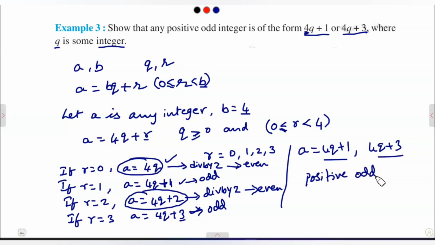So here comes the proof of odd integers according to Euclid's division lemma. Applying Euclid's division lemma, we proved that a is equal to 4q plus 1 and a is equal to 4q plus 3 is an odd integer, right? Let's go to the next question.